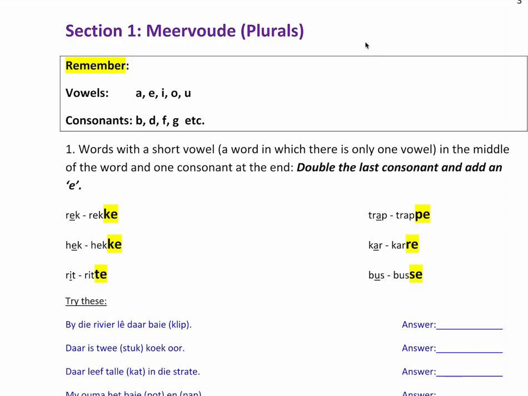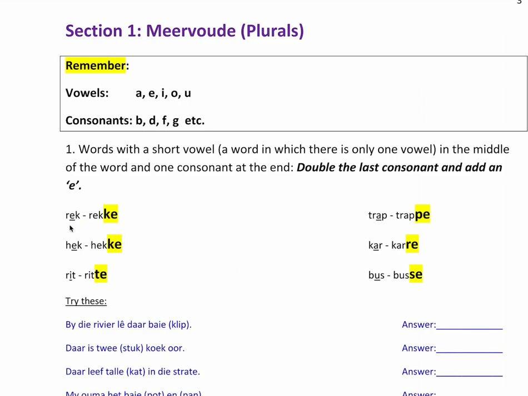Revision table, we have meervoud, plurals. So I'm going to quickly go through the basic rules and then we'll do an exercise together. So first up, you'll see that when you have short vowels, it's normally a word where there's only one vowel in the middle of the word and one consonant at the end. Then what you would do is double the last consonant and then add an E.